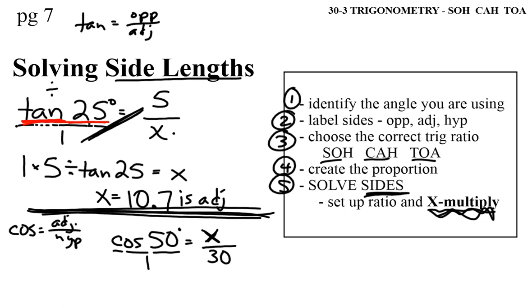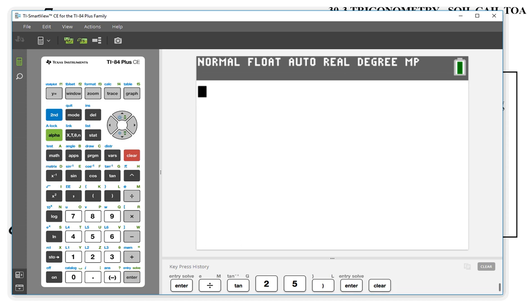What can we cross multiply in this case? Be careful to find the things that you have. Here, my cross multiplying is going to be cosine 50 times 30, and then I divide by the extra piece, divided by 1. And that will equal the adjacent side for this case. Cosine 50 times 30. Let's go to the calculator.